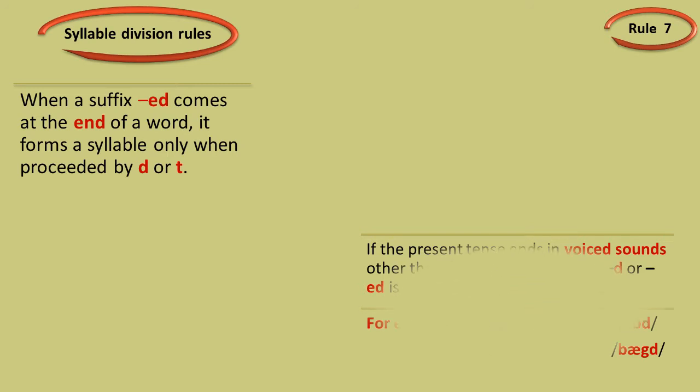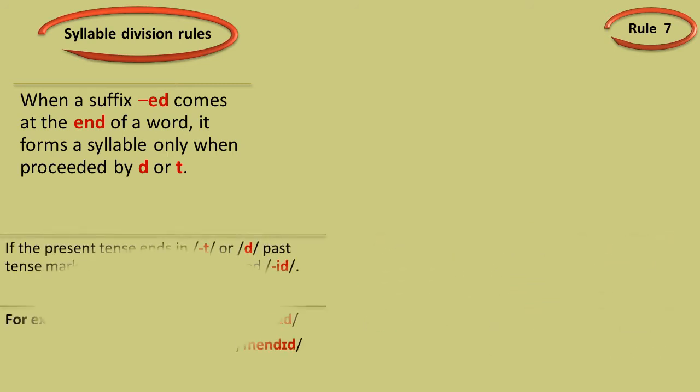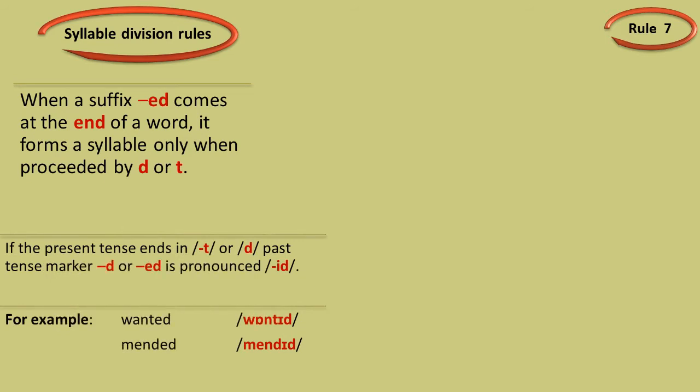So let us go for one more rule. It is the last and final rule of voiceless and voiced. If the present tense ends in T or D, not voiceless, not voiced. T is another sound, D is another. And the past tense marker D or ED is represented by ID. Let us see these examples.